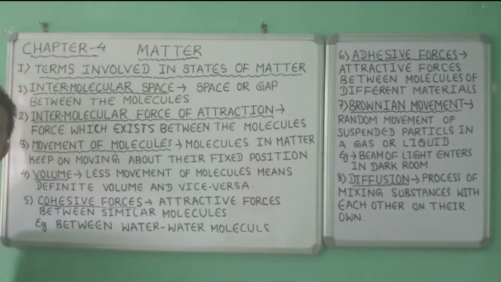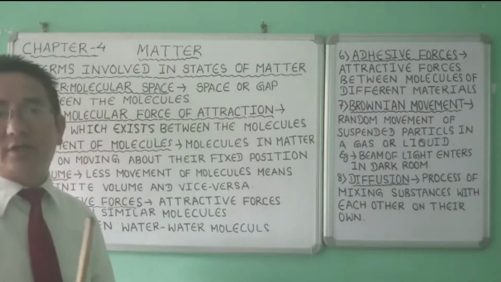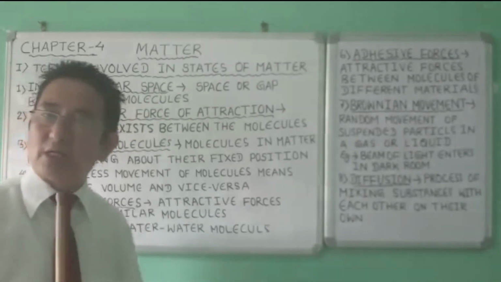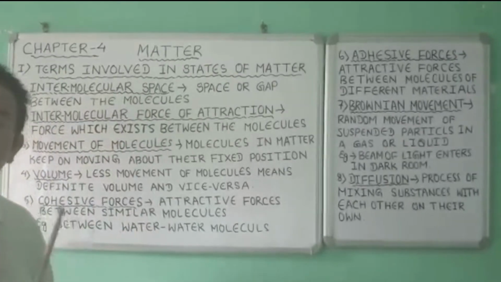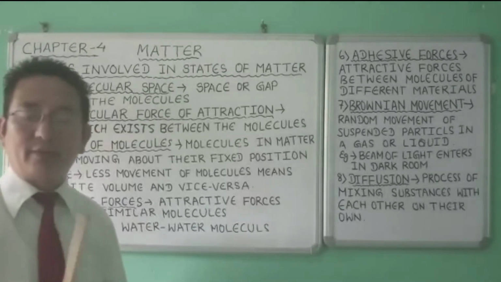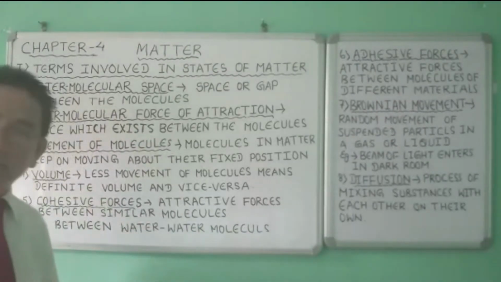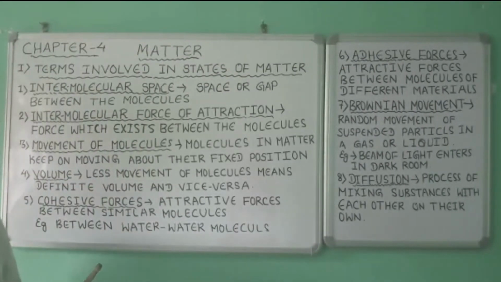Liquids have definite volume but do not have definite shape. They take the shape of the container. And liquids can move within the available space only. That is why liquids have definite volume but no definite shape. Whereas the molecules of gases are free to move in all directions. That is why gases neither have definite volume nor definite shape.